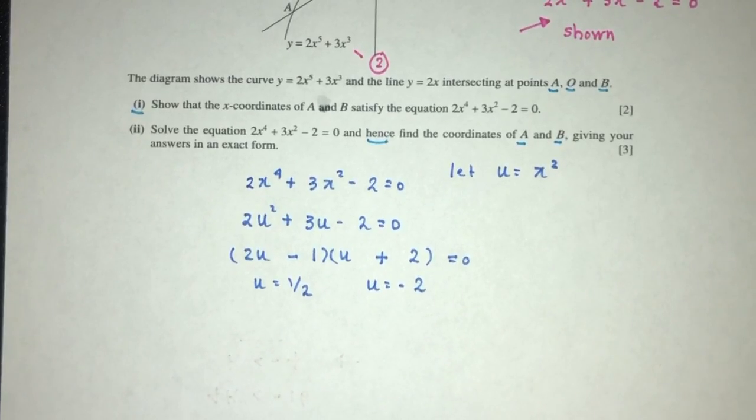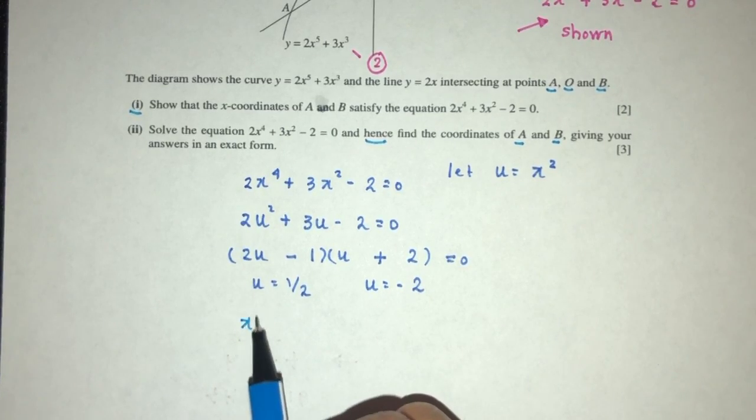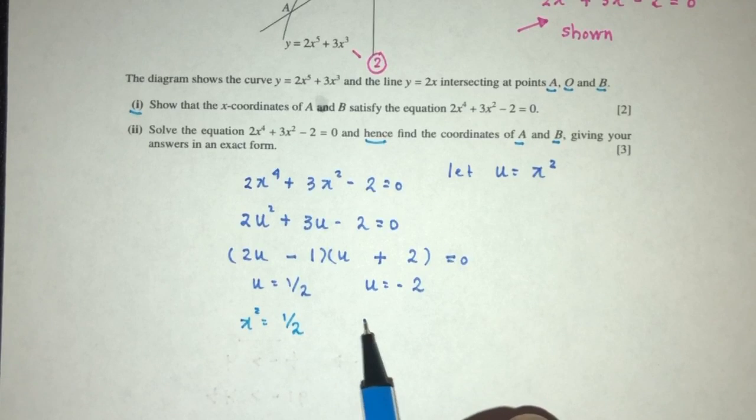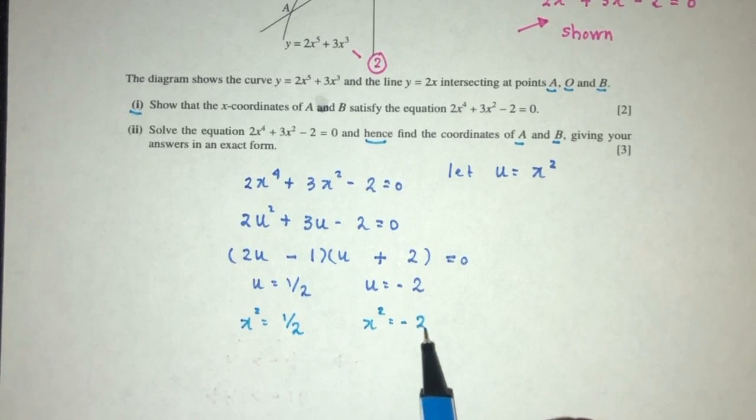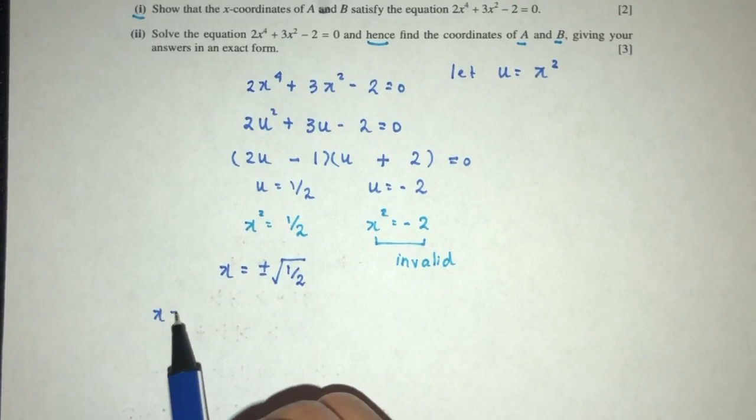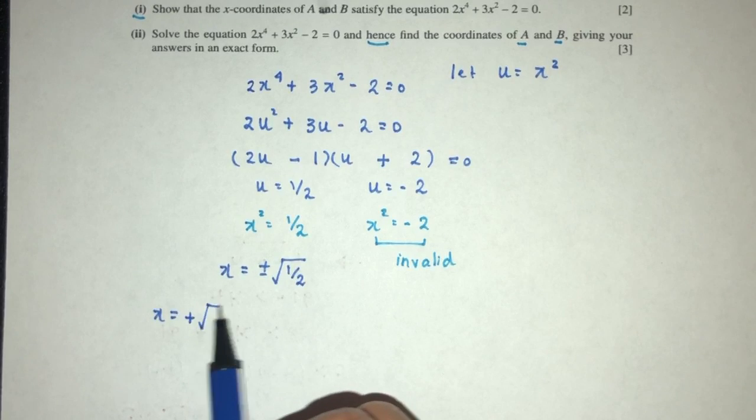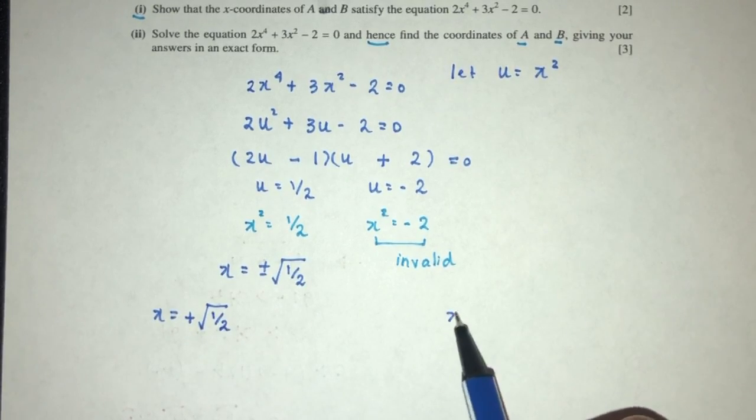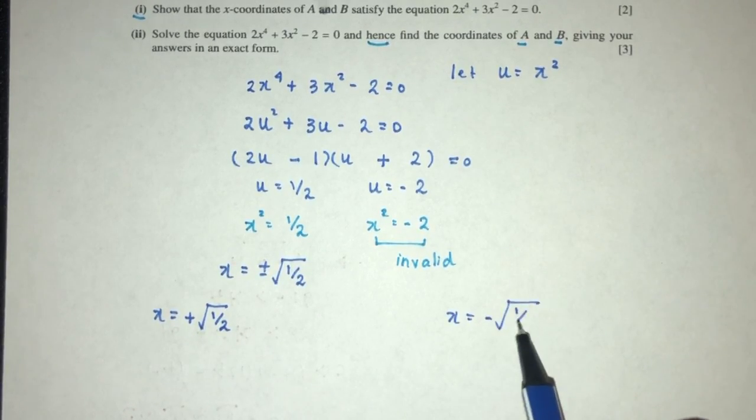So here we have the values of u. However, we are trying to find the value of x. So here we have x squared is half, x squared is minus 2. This is obviously not possible, because the square of a value will always be positive. Now for this one, we can see x has to be plus minus root of 1 over 2. Now, x can be plus root 1 over 2, or x can be minus root 1 over 2.